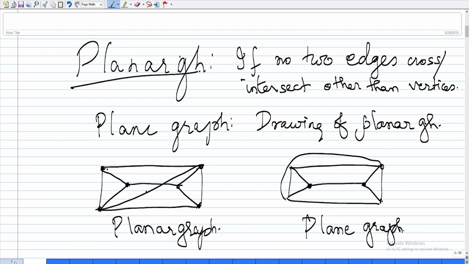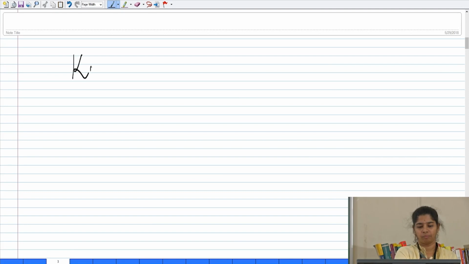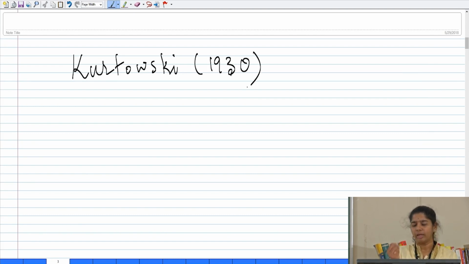So, to answer our first question, the necessary and sufficient condition, this question was answered in the positive by one of the famous mathematicians and graph theorists, I should say, Kuratowski. I think I am right with the spelling. So, he proved it in 1930, okay, that he found a condition using which we can simply say that if these conditions are satisfied, or if it is not satisfied, then the graph is planar or non-planar.